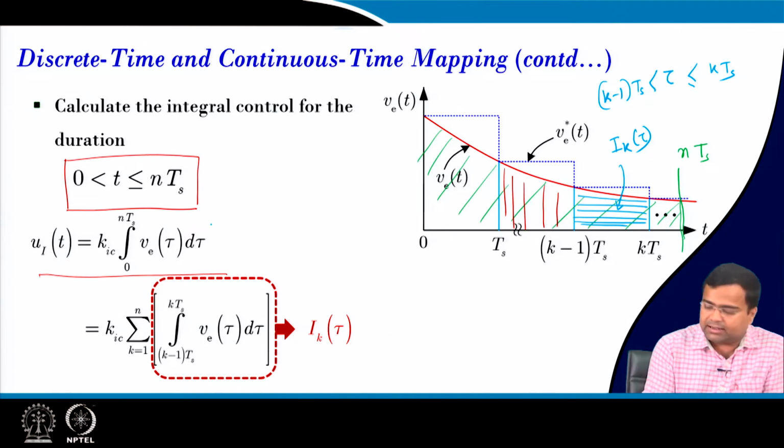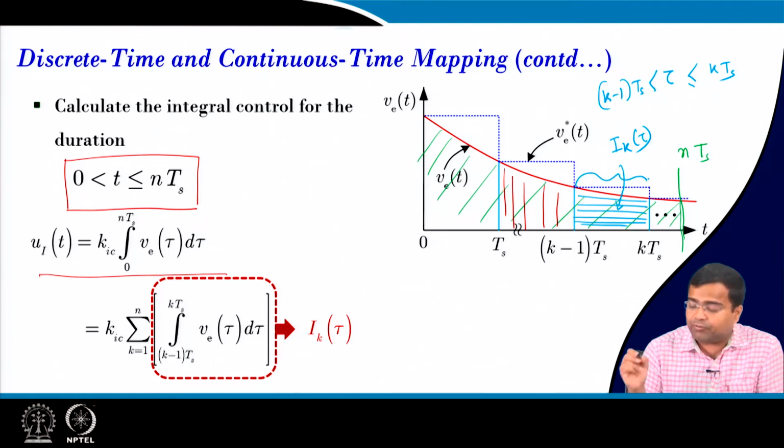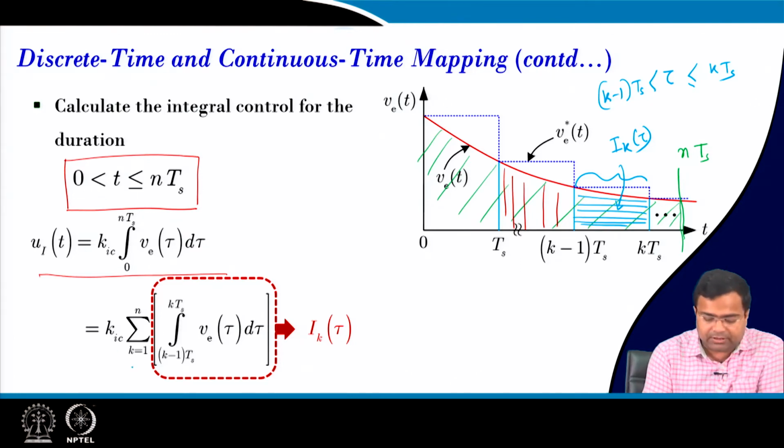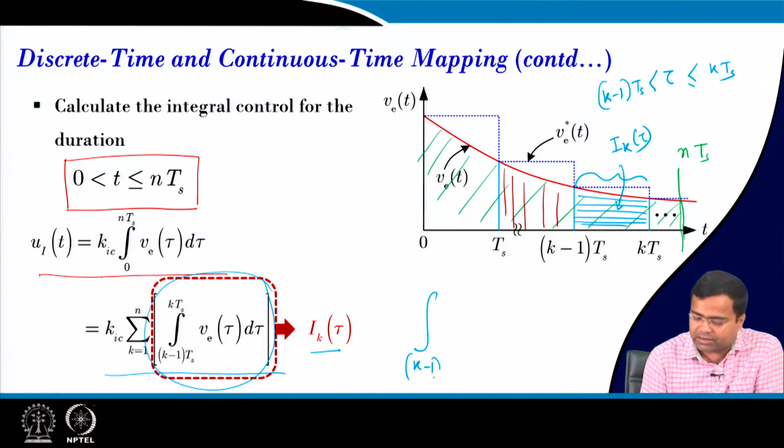So, that means we can sum up if we take this window, that means the sampling window interval, and if we take the area under the curve, and for each of these segments you sum them, then you will get this complete integration. And this particular block we are representing is the integration I k tau, which is nothing but the integration from (k minus 1) Ts to k Ts of v e tau d tau, and that we are denoting as I k tau.